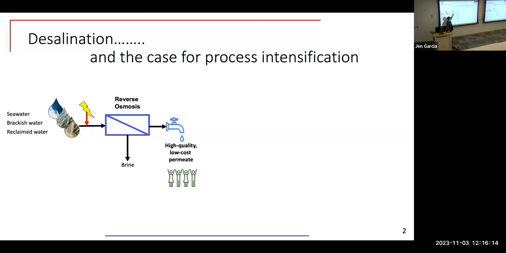These membranes are very selective. Only really water can pass through these membranes. So really, we're looking at the angstrom level of molecules that can pass through these membranes, theoretically. In practice, we do have some deformations and defects where we do have some amount of contaminants that are passing through these membranes. But in general, we can achieve a very high quality, low cost permeate water that we can supply to our population.